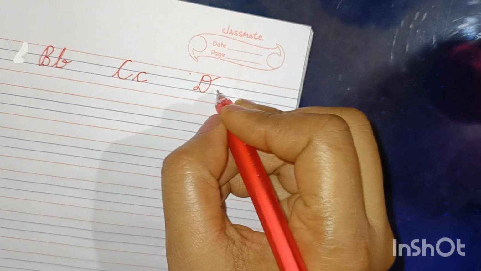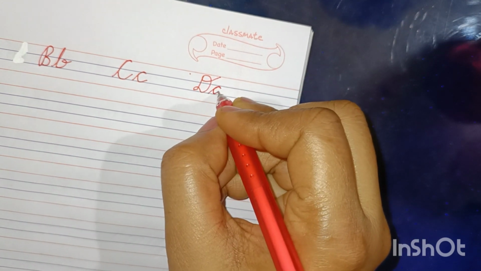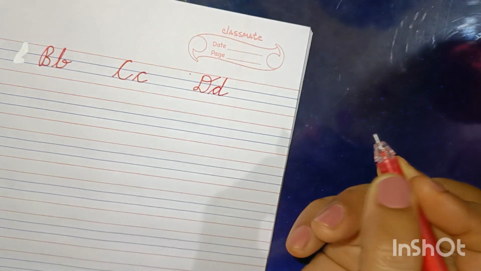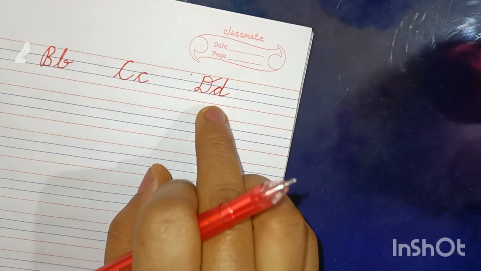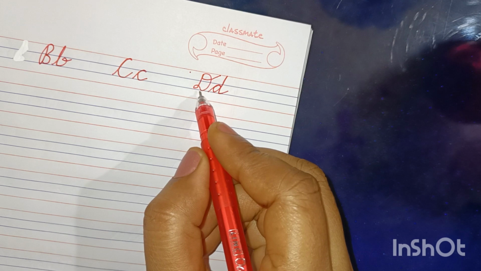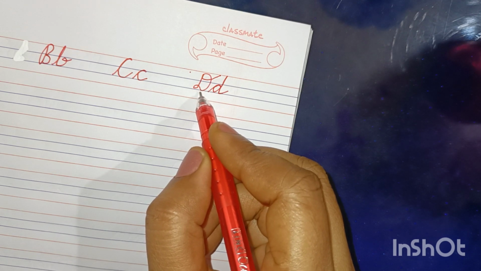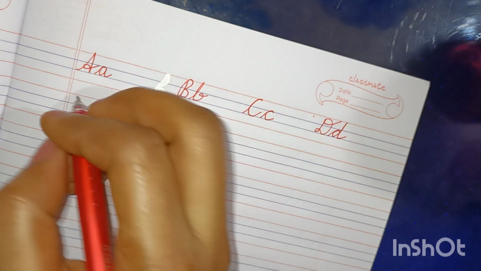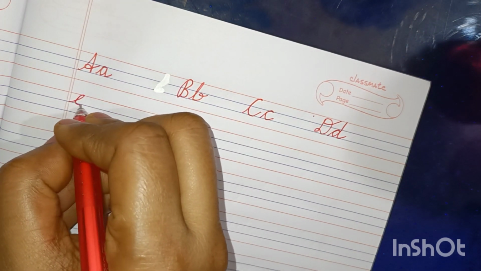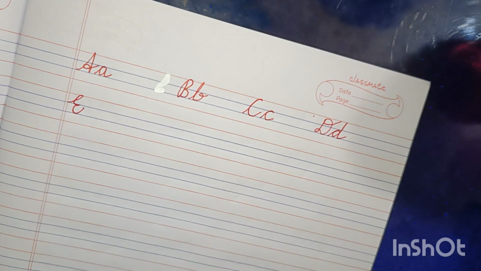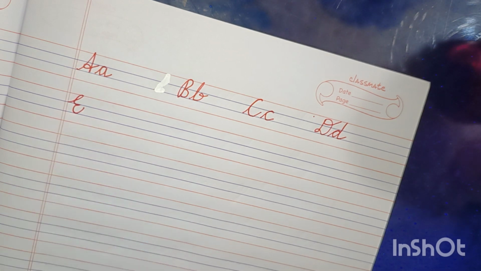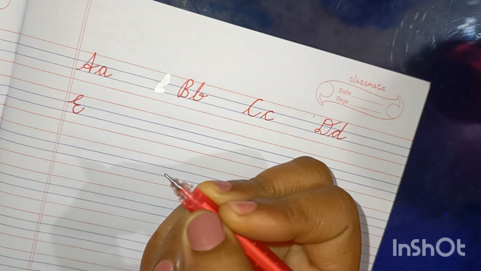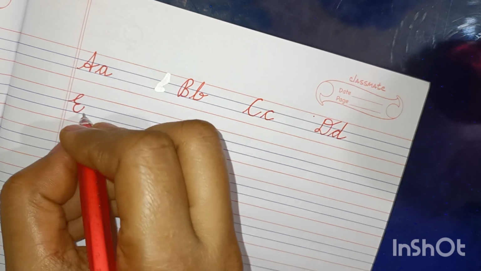Okay, now see the next letter. You have to tell me, I'm not going to tell the name. This is small cursive D. Okay, this is capital cursive D, and this is small cursive D. Okay, now let's see the next letter. You have to say which letter this is. This is E. Which E? It is capital cursive E.